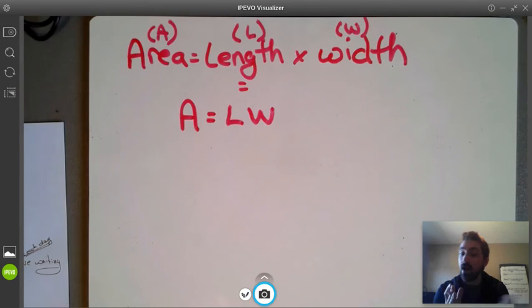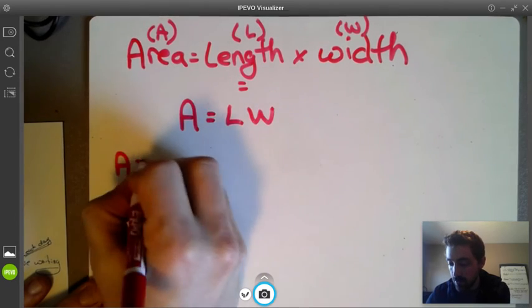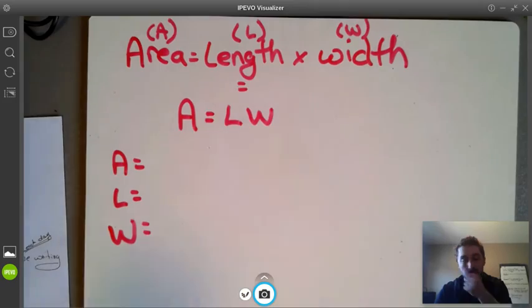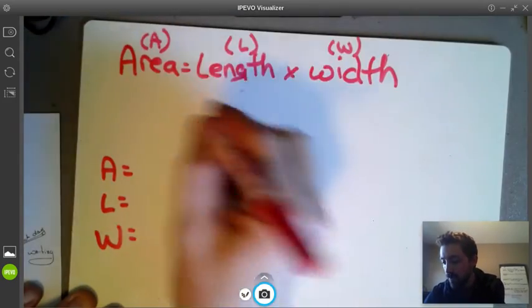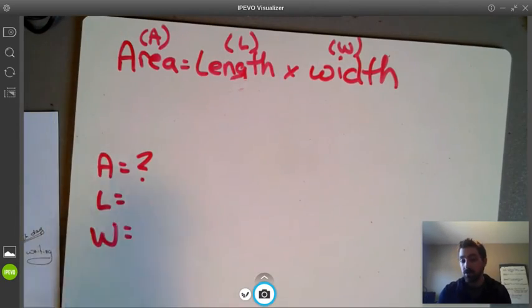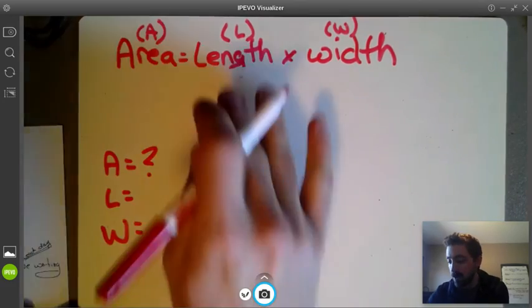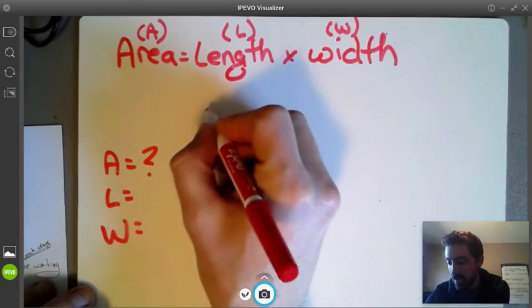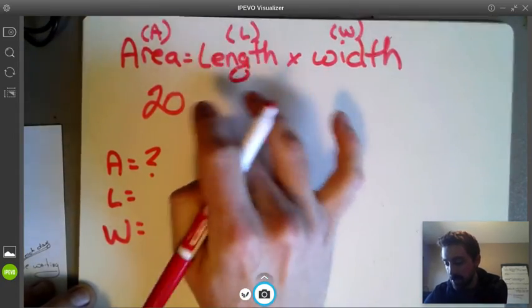And again, I always want you practicing this where for every equation you write down what each one is. So say we're looking for an area first, because that's our simple introduction. We don't know what the area is, but a particular painting is 20, I'm going to go inches.